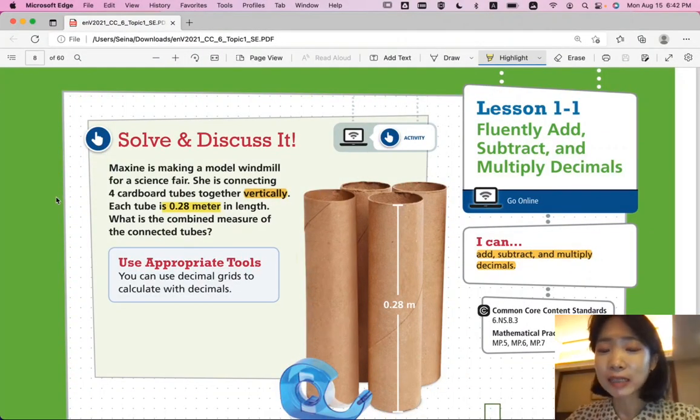Fluently add, subtract, and multiply decimals. In this lesson, we'll be able to add, subtract, and multiply decimals. Let's start with solve and discuss it.